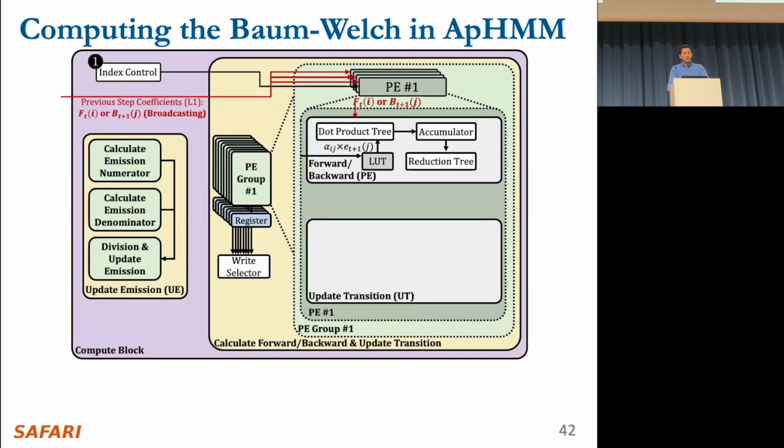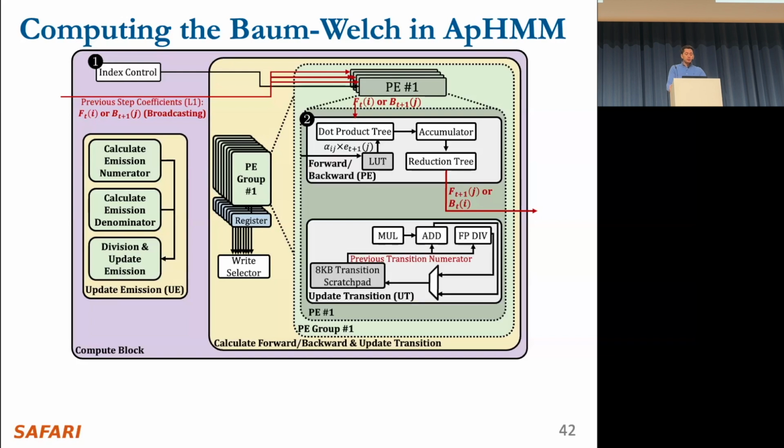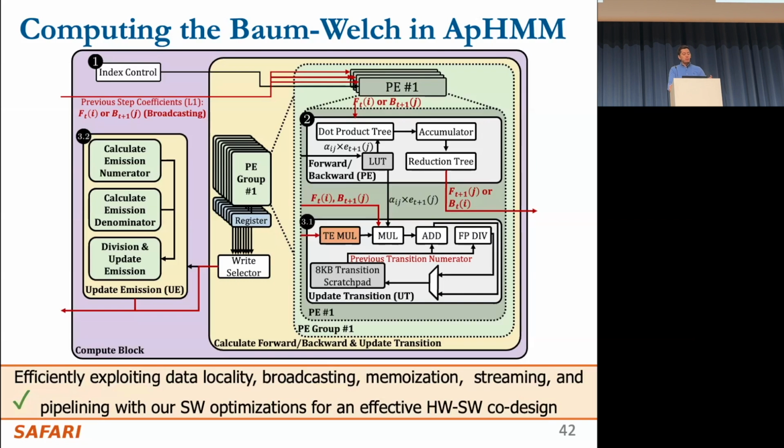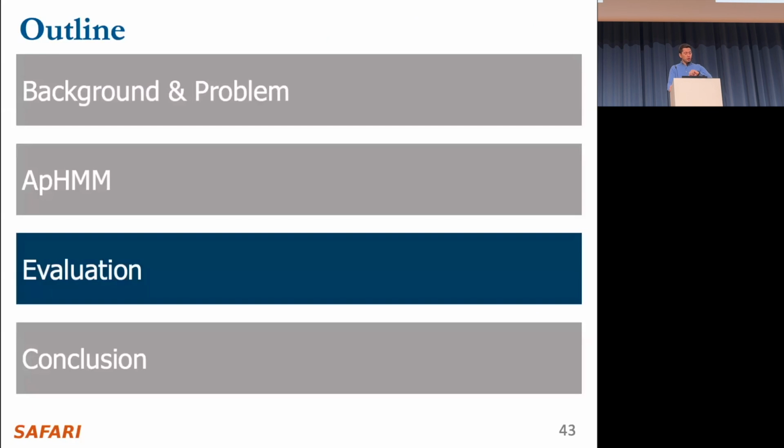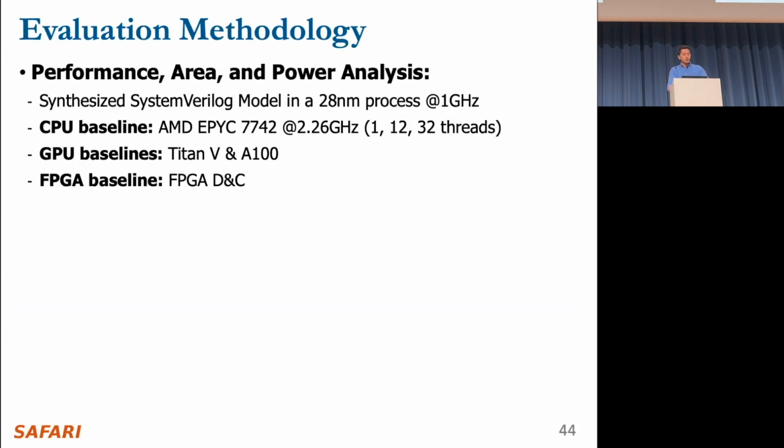Here the red arrows show the off-chip accesses. So it starts with accessing the right data that needs to be used in the current iteration, and then the right output can either be outputted to the off-chip memory, or it is broadcasted to the next step, which is streamed to the next step, which is updating the transitions and so on. And similarly, we stream the data for updating the emission probabilities. So we efficiently exploit some data locality, broadcasting techniques, memorization, streaming, and pipelining, with our software optimizations for an effective hardware-software co-design, which provides us significant benefits.